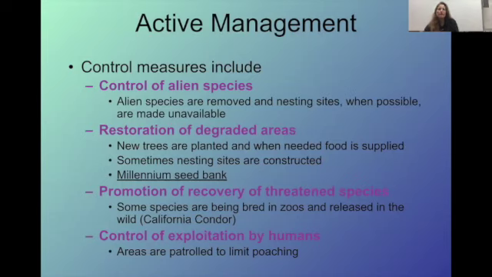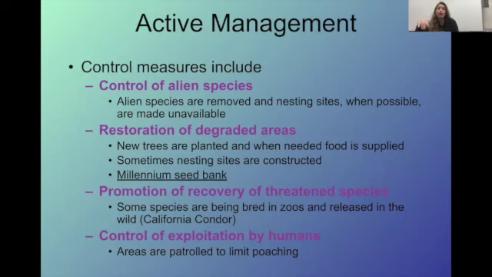We're going to do this through a couple of ways. One is active management. I'm going to control those alien species. I'm going to have border checks coming in and out of my state to make sure people aren't bringing invasive species in. And then I'm going to have citizen science.